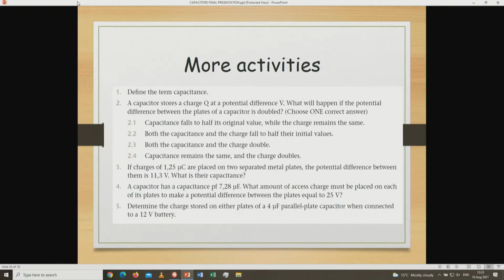Now let us look into the second one, number 3. If a charge of 1,25 microcoulombs is placed on a plate separated by a metal plate, the potential difference between them is 11,3 volts. What is the capacitance? Let us do this calculation. We are supposed to calculate the capacitance. Capacitance is given by the formula C equals Q over V.